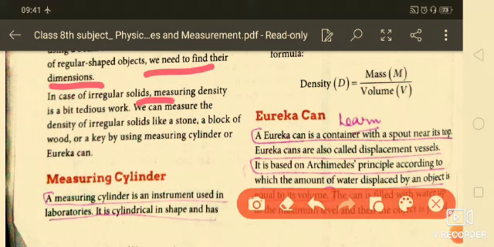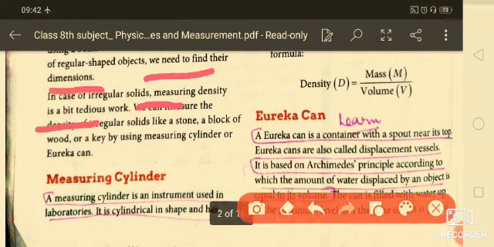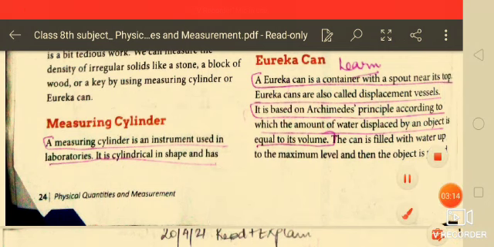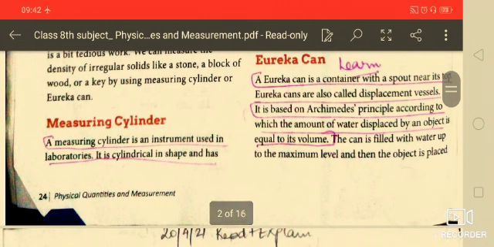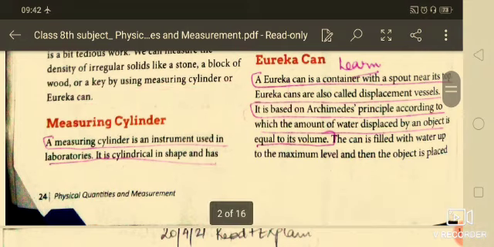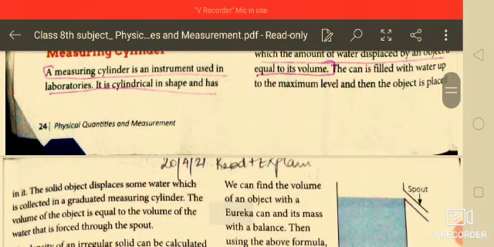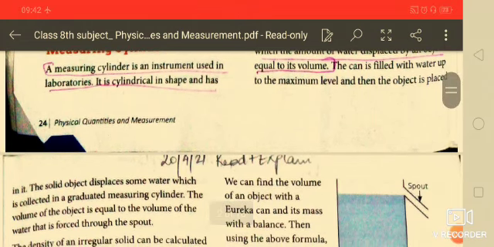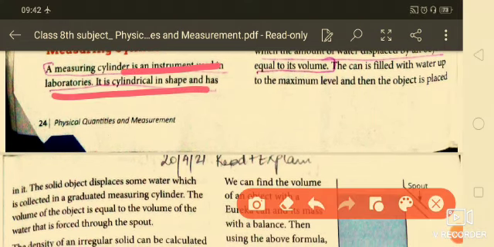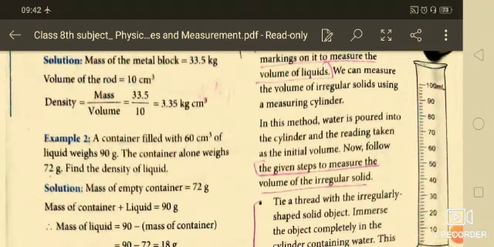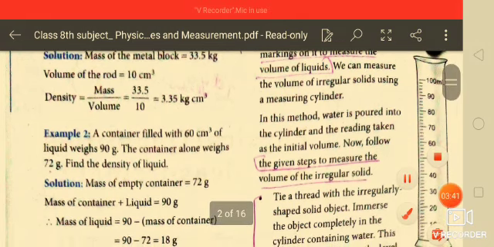In the case of an irregular solid, measuring density is a bit tedious work, and we can measure the density of irregular solids like a stone, a block of wood or a key by using measuring cylinders or a Eureka can. Now the measuring cylinder: a measuring cylinder is an instrument used in laboratories. It is cylindrical in shape and has markings on it to measure the volume of liquids.